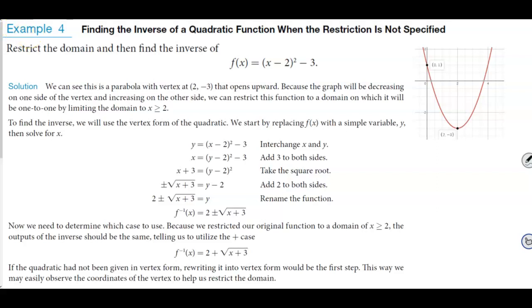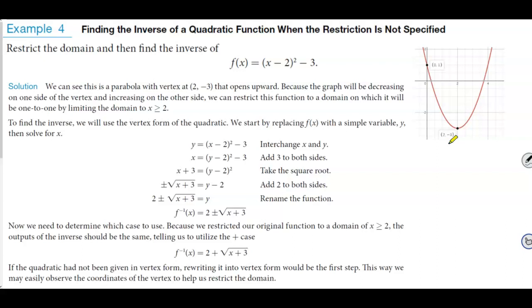In example 4, we're finding the inverse of a quadratic function when the restriction is not specified. We restrict the domain and then find the inverse of the function f(x) = (x − 2)² − 3, as you can see graphed to the right.